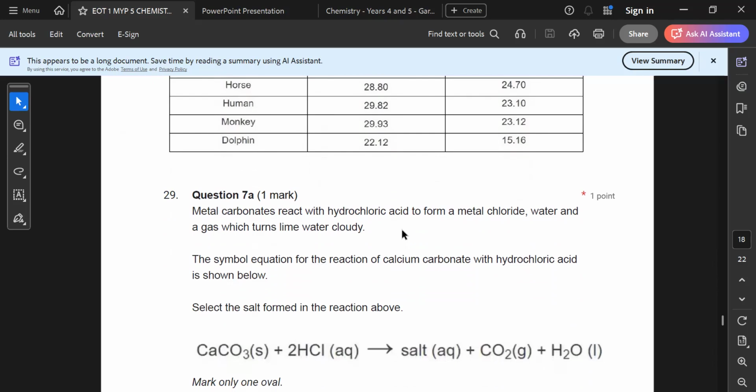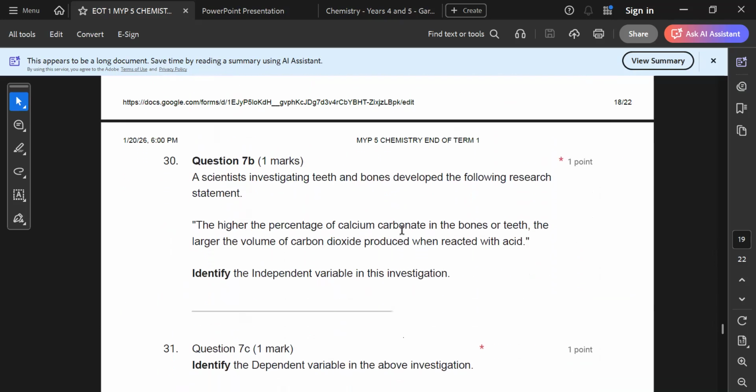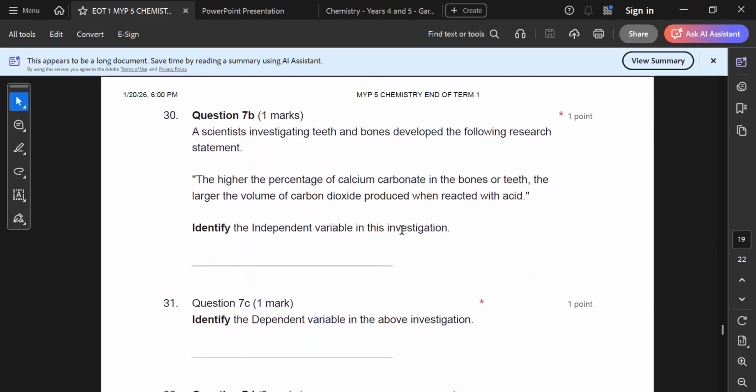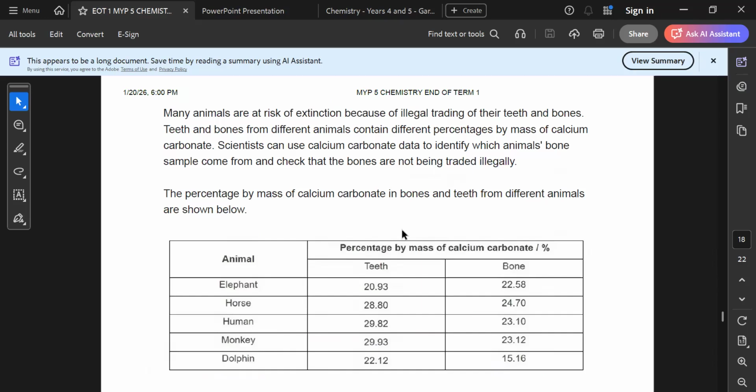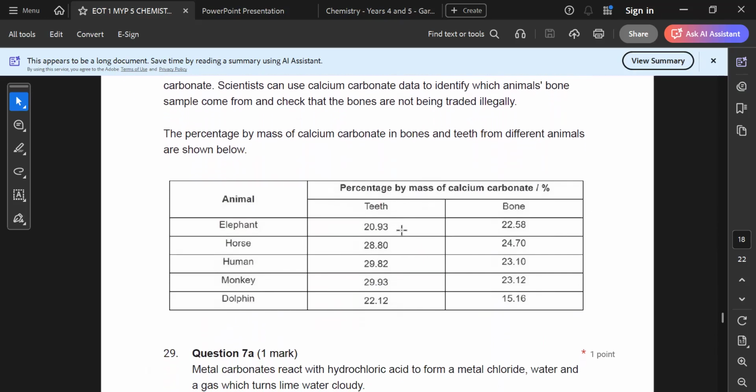Metal carbonates react with hydrochloric acid to form a metal chloride, water, and a gas which turns lime water cloudy. Now, in this experiment, they are saying the more calcium carbonate you have, the more carbon dioxide you produce. So ask yourself, what could be the control variables here? If you want to find out which bone is from a dog, which bone is from a donkey, which bone is from a dolphin, what must you keep the same?